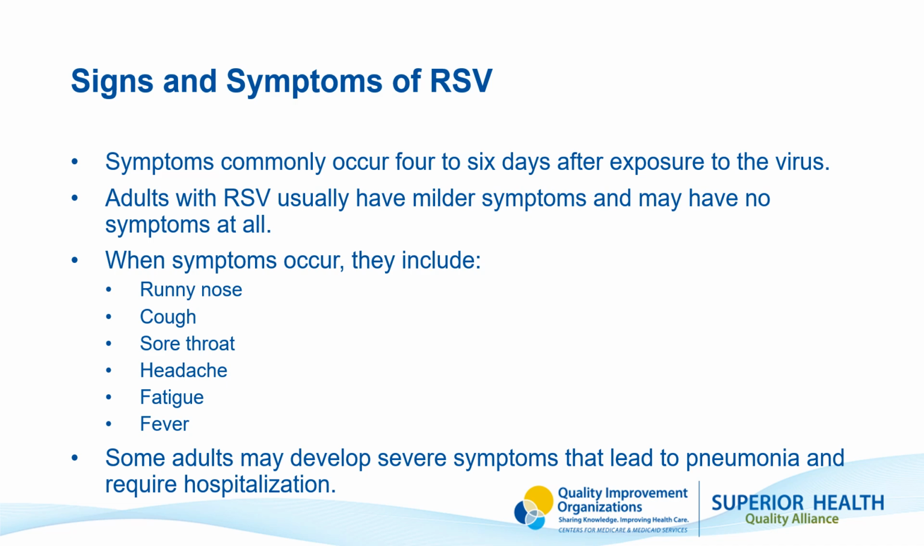Symptoms of RSV typically occur 4 to 6 days after exposure to the virus. Adults with RSV usually have mild or no symptoms. Signs and symptoms of RSV are very similar to a common cold and include a runny nose, cough, sore throat, headache, fatigue, and fever. These symptoms generally occur in stages and not all at the same time. Some adults may develop severe symptoms that lead to pneumonia, hospitalization, and other complications.